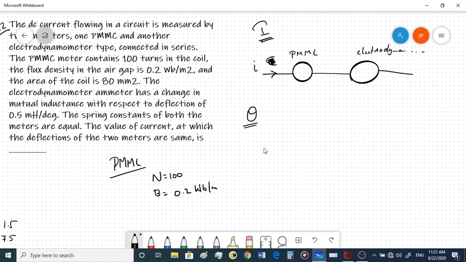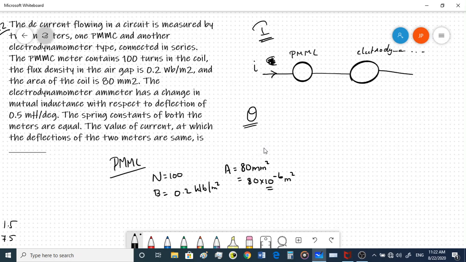area is given as 80 millimeter square, which can be written as 80 into 10 power minus 6 meter square. Millimeter square to meter square conversion, you will have 10 power minus 6, right? And that's all that is given with the PMMC meter.